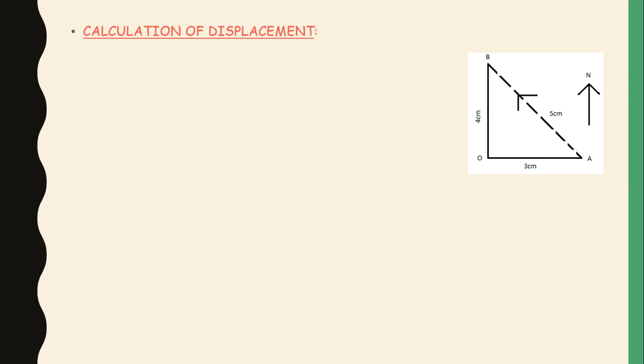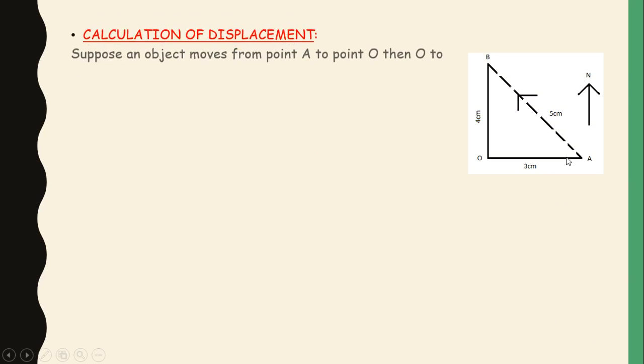Now, calculation of displacement. Suppose an object moves from A to O and then O to B. The distance between A and O is 3 cm and O and B is 4 cm. Now we have to calculate the displacement of the object.